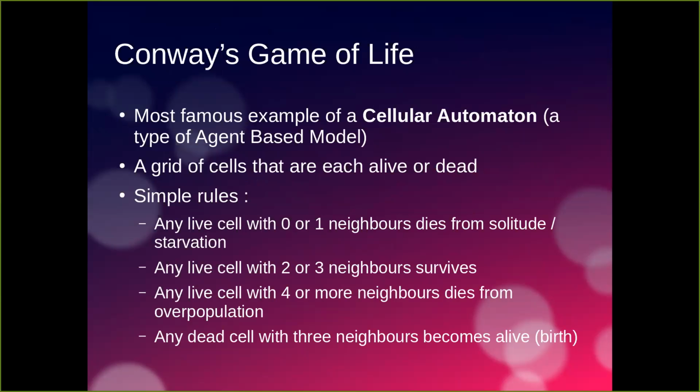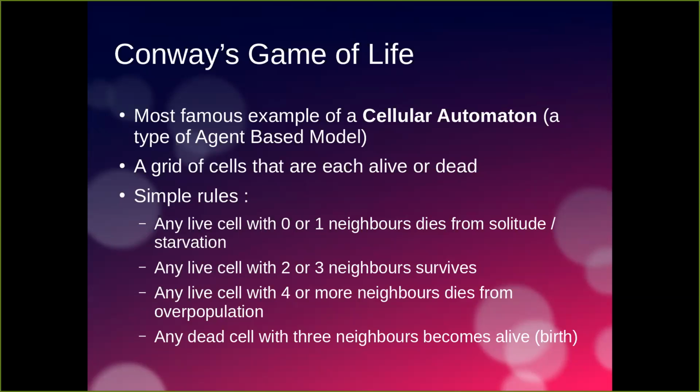So there's a very good example of an agent-based simulation, and that's known as a cellular automaton. Now, a cellular automaton is basically just a type of agent-based model. In a cellular automaton, essentially you have a grid of cells, and each cell is either alive or dead. One of the most famous examples of a cellular automaton is John Conway's Game of Life. In this game, there are really simple rules, and it's simply these 4 rules that are imposed in the game.